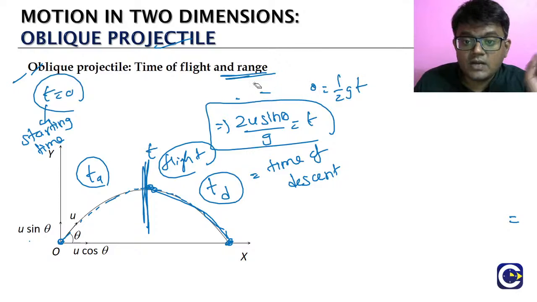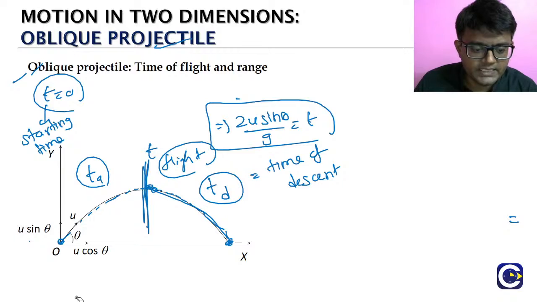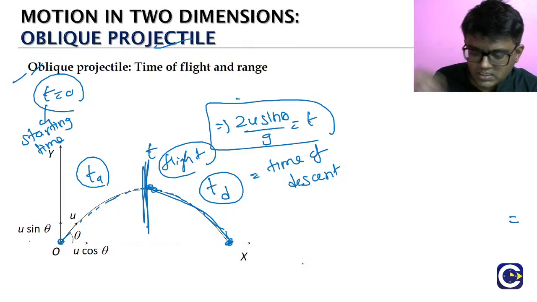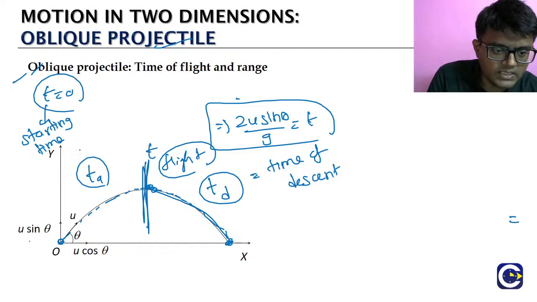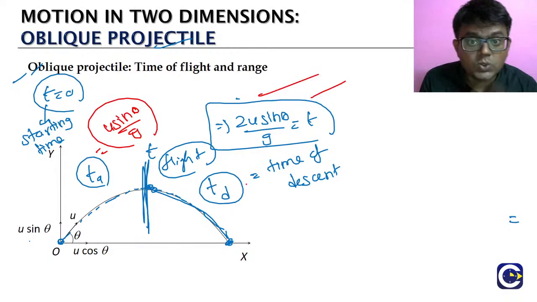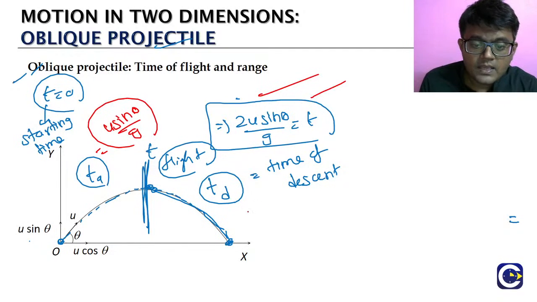Time of ascent we have already derived. What is the time of ascent value? U sin theta by g. We already calculated time of ascent in the maximum height derivation. What is it? U sin theta by g. Now how much is the time of flight? 2u sin theta by g, exactly double. Which means time of ascent is u sin theta by g, and time of descent also will be u sin theta by g.